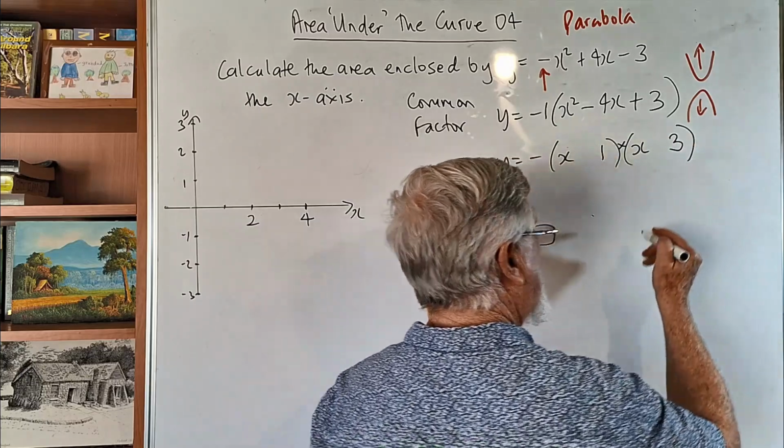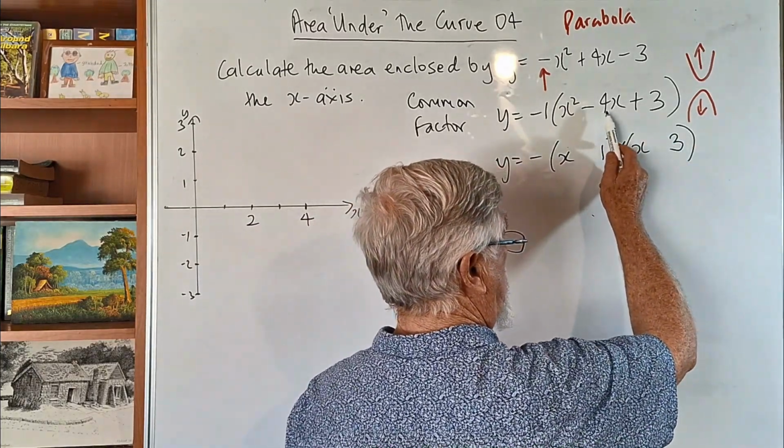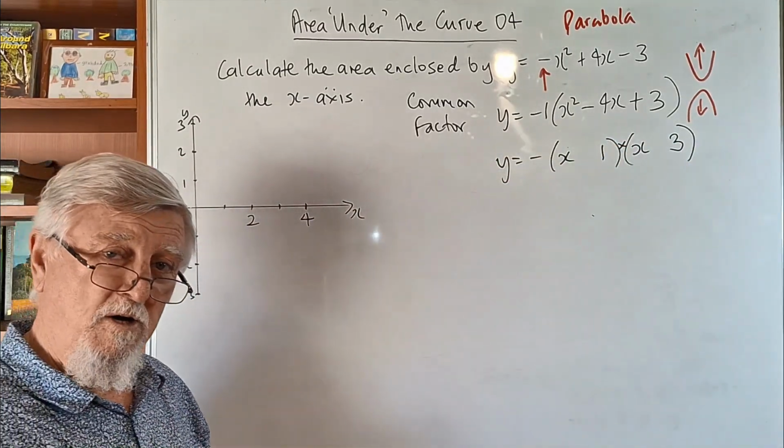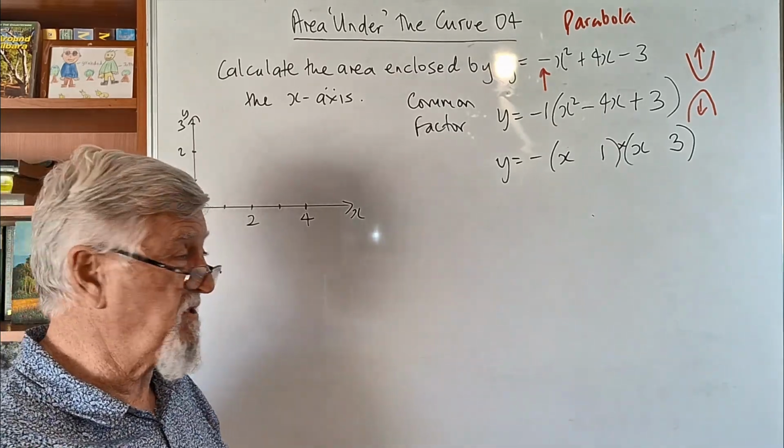And how do we know it's correct? Because the 1 and the 3 adds up to 4. It's like a shortcut to make sure you're correct. If you want to go watch the videos on factorisation, I've got heaps of them.